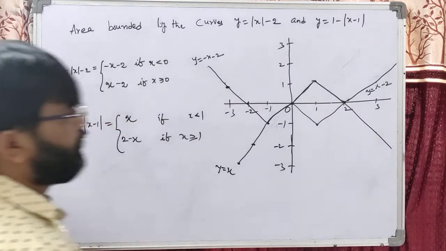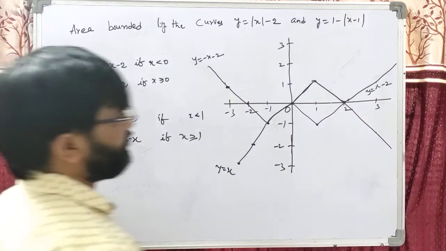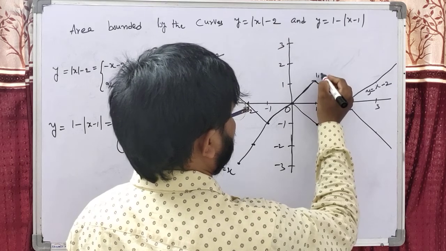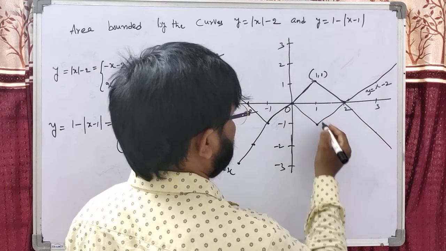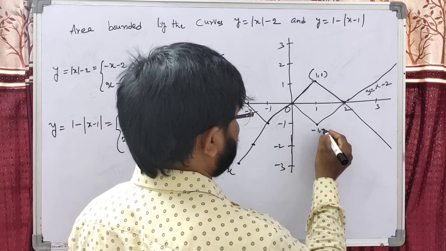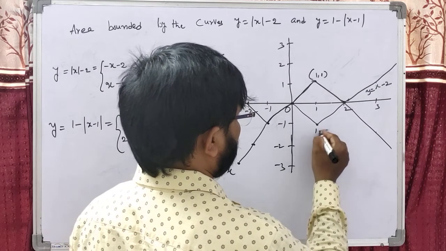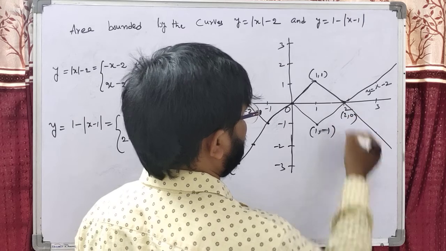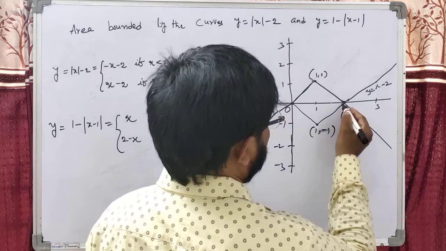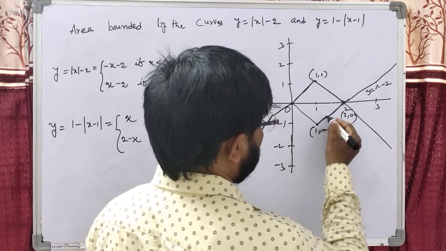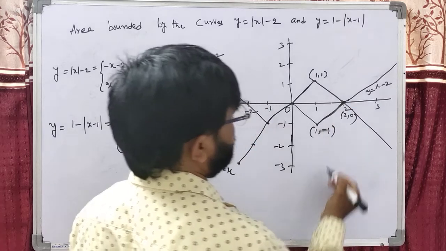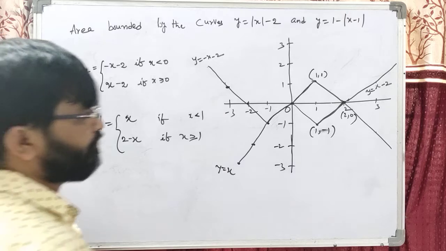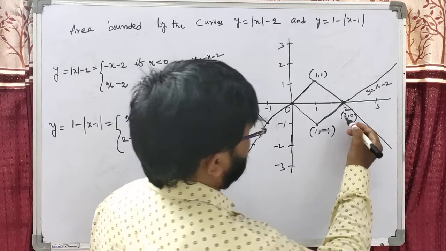So now, dear students, we can observe the points of intersection: this is the point (1, 1), this is the point (1, -1), and this is the point (2, 0). Okay, dear students, what is the length here? Undoubtedly this is a rectangle. So what is this length?